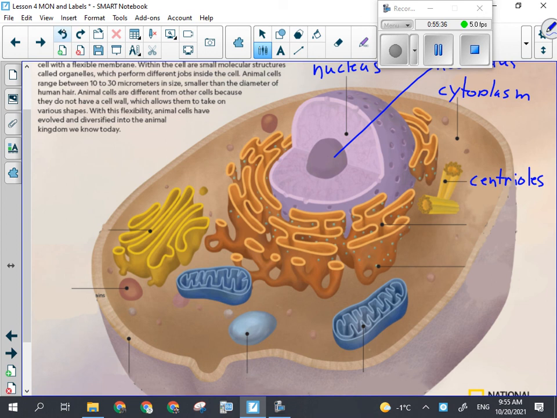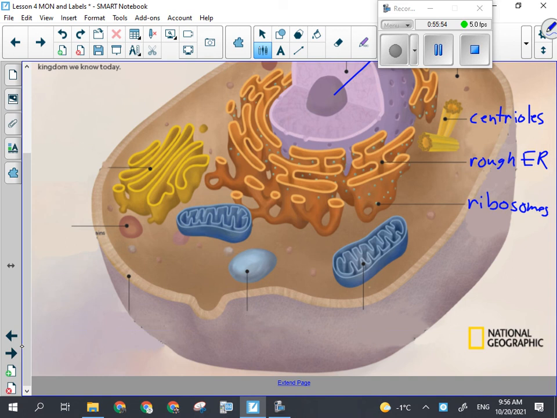Okay. All right, what's this stuff? Rough ER. That's the rough ER. Okay, rough ER, same job, transports proteins. All right, what are the little dots? Ribosomes. They make protein. Okay, what's the blue thing? Mitochondria, which carry out cellular respiration, break down sugar for energy. All right, that little blue egg-looking thing, that's new. Wasn't in any of the other ones.